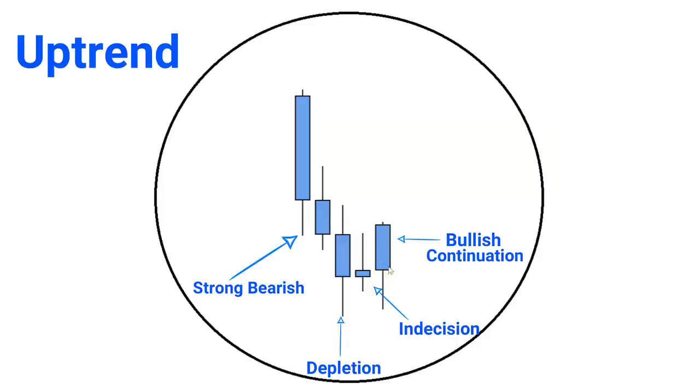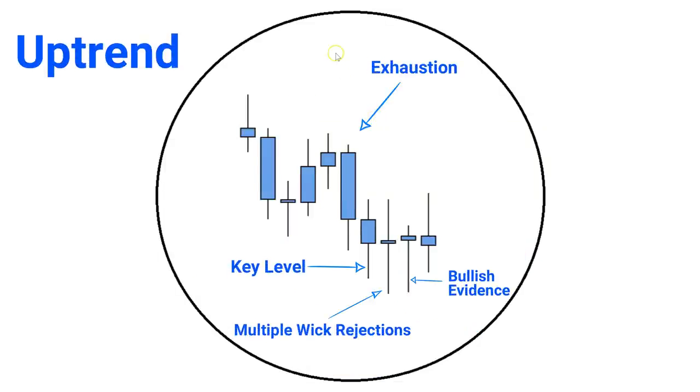This clearly highlights that the bears tried to push the market down, they failed, and then the bulls came in with a strong push to the upside, closing strong, bullish, in line with the trend that is up. This is the first pattern. The second pattern that you're going to look for in an uptrend is the market exhausting.